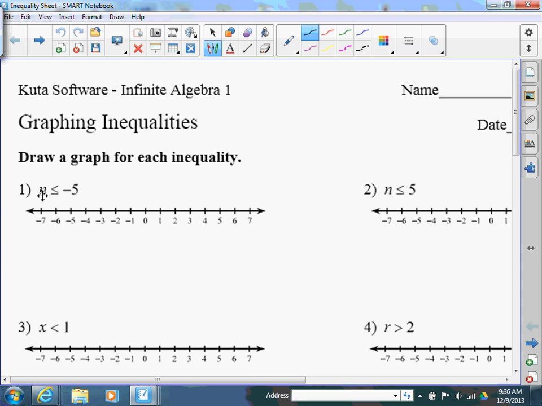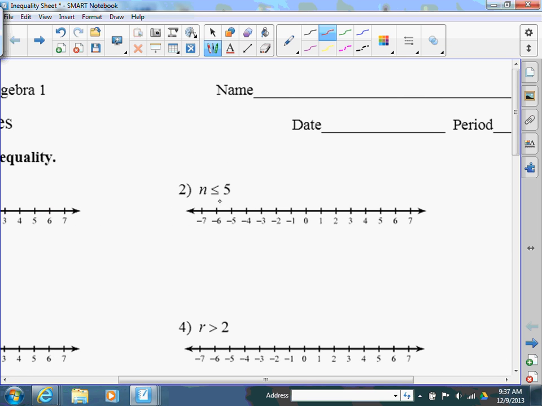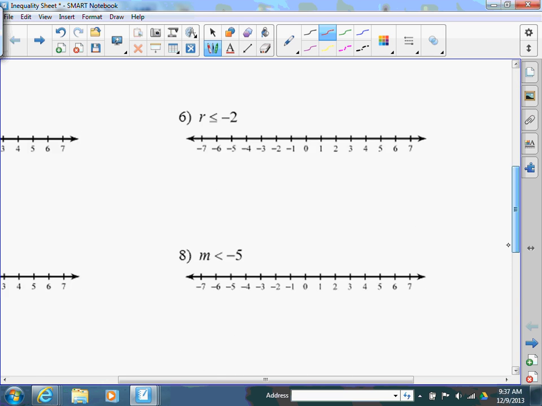So for this first one, n is less than or equal to -5. Open circle or closed circle? What number do I go to? Okay, so I go here. It's closed because it has the mustache. Do I shade to the right or to the left? All numbers that are smaller than -5. Okay? Number 2. Open circle or closed circle? On what number? Okay? Shade to the... Okay, so you're going to practice shading. That's your job. Okay, you got a couple of these.